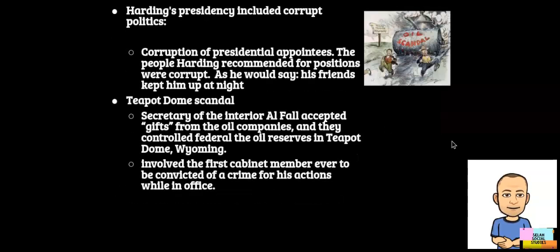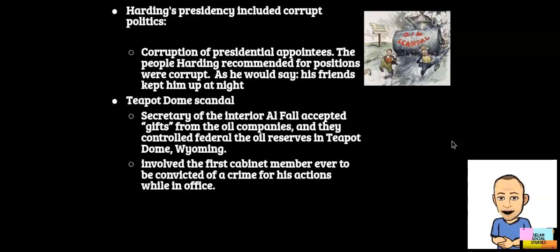So for the short time that President Harding was in office, his administration was not void of scandal. There were many instances of corrupt politics in government. It was also well known that the people that Harding recommended for high government positions were corrupt. And one such controversy was called the Teapot Dome scandal. So the Secretary of the Interior, Albert Fall, was accepting quote-unquote gifts from oil companies that he allowed to drill for oil and control the federal oil reserves in Teapot Dome, Wyoming, which was an area that was set aside for the use by the U.S. Navy.